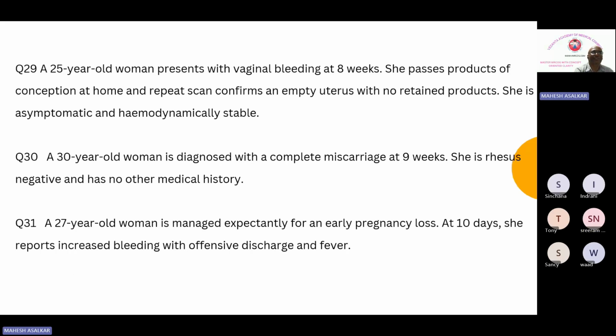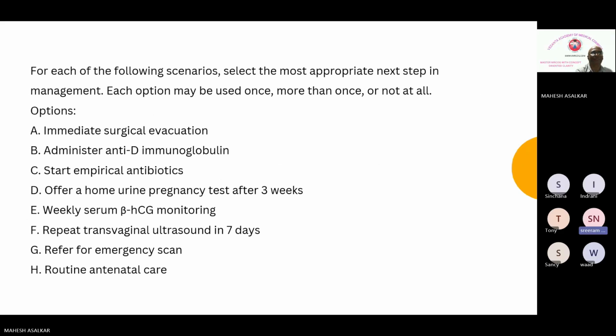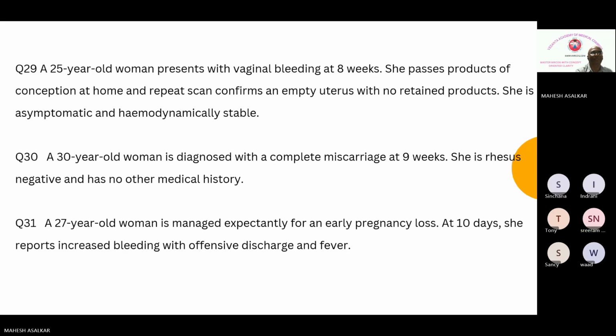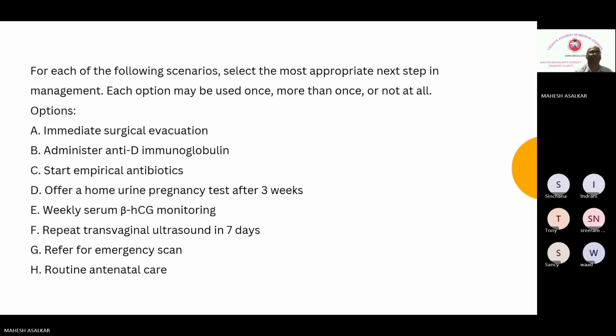Next question. A 30-year-old woman diagnosed with a complete miscarriage at 9 weeks. She is Rh negative and has no other medical history. Complete miscarriage in less than 10 weeks. Immediate surgical. Refer to emergency scan. Complete miscarriage.